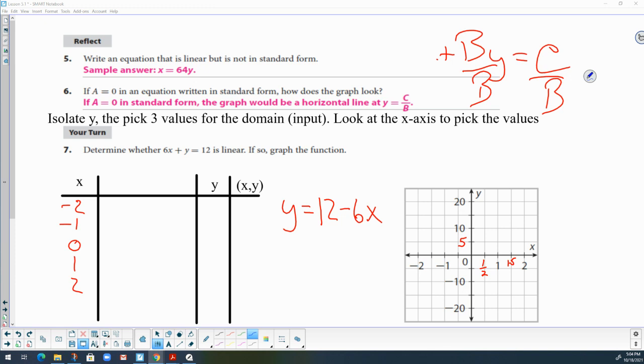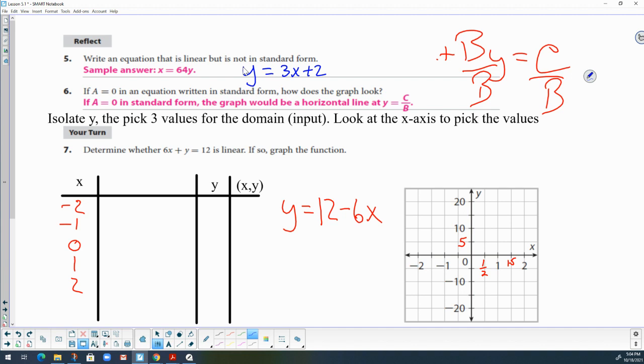All right, let's look at the reflect now. Number 5 says write an equation that is linear but is not in standard form. So all I have to do is have y by itself, so y = 3x + 2 would be a linear equation not in standard form.